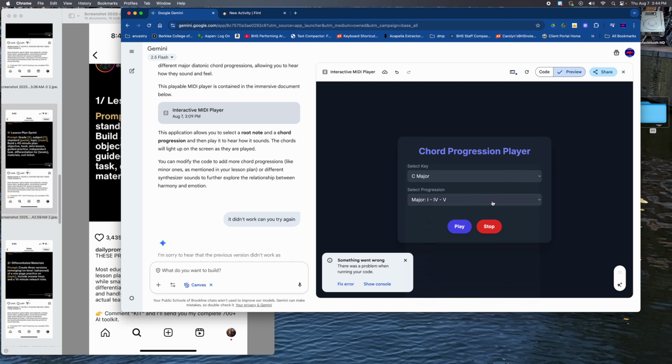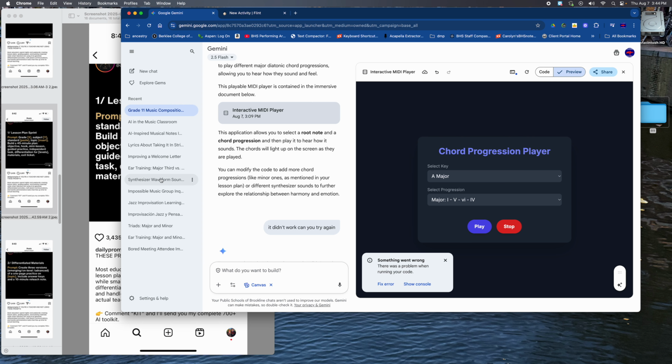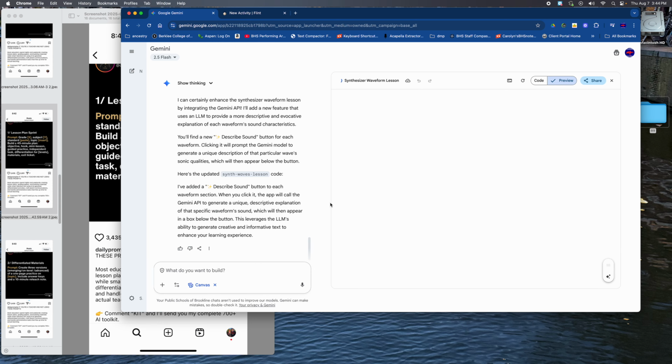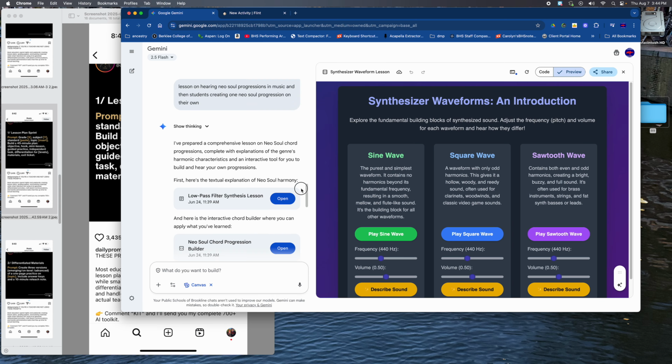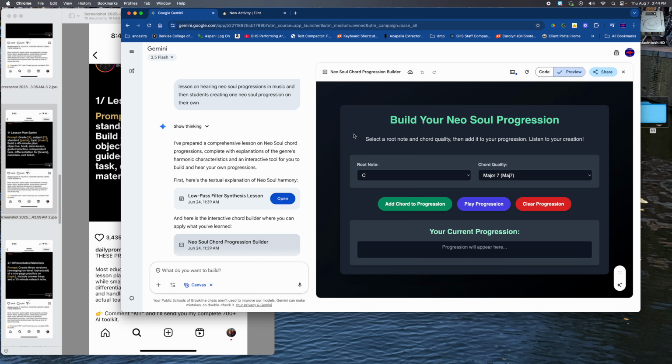I asked it, can you make a player that students can listen to what these chord progressions sound like? I don't know why it's not working. It said there's something wrong with the code, but I have asked it to do that sort of thing before. I'll show you what I mean. I had asked it to do a neo-soul progression. So let's look at it. I had asked, can you build something where people could hear neo-soul progressions? Because I was trying to create a lesson for neo-soul chord progressions. And you can do that.